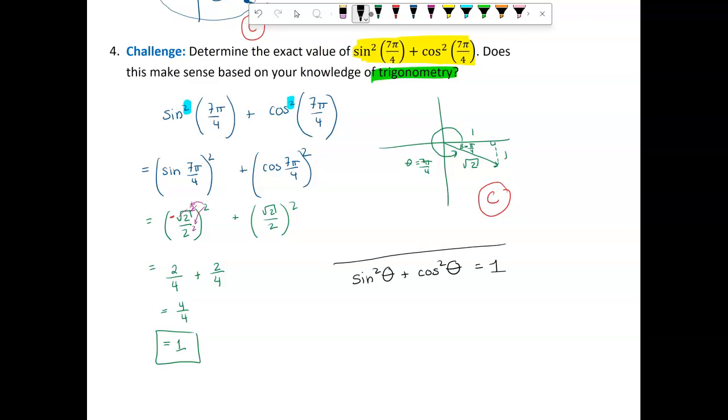This is a trig identity that we learned last year. We're going to be seeing this again in Unit 4, so keep in mind that we might see these types of problems again next unit. But we just proved that this works for a radian measure angle.